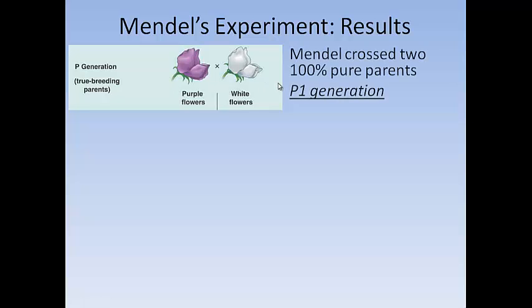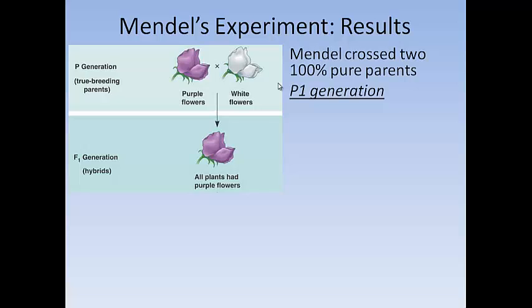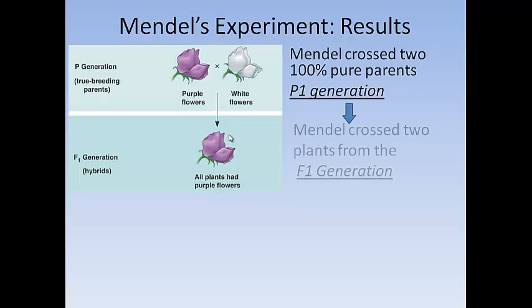And what he found was that their offspring were all purple flowers. Not one white flower, not any other color, but they were all purple. We call this the F1 generation, or first filial generation. Then Mendel took plants from this first generation, these all purple flowers, and he mated them with each other.